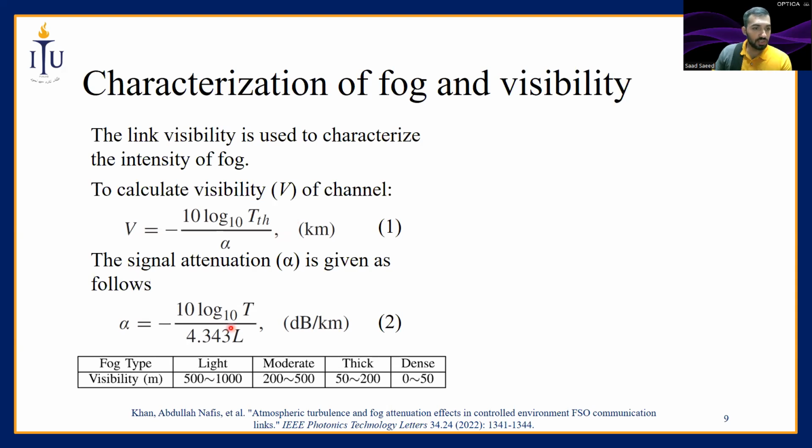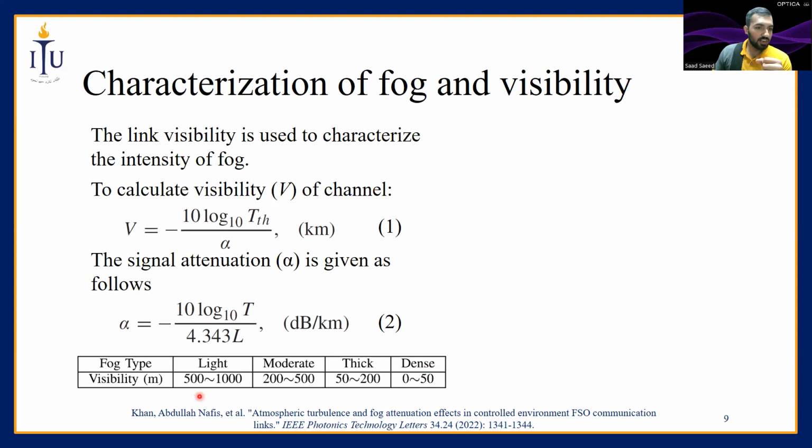In equation 2, the attenuation is given in terms of the transmittance, which is basically the ratio of received optical power in fog to the transmitted power without fog. And this L is the length of the link, which in our case is 1 meter. Based on these calculations, we have characterized fog into light, moderate, thick, and dense categories for these visibility ranges.